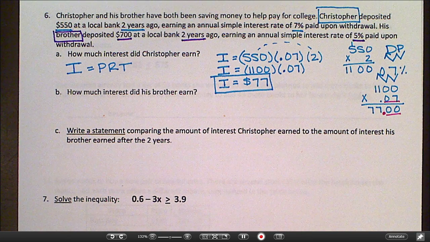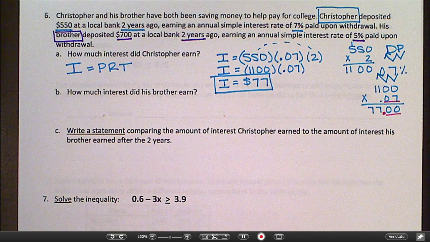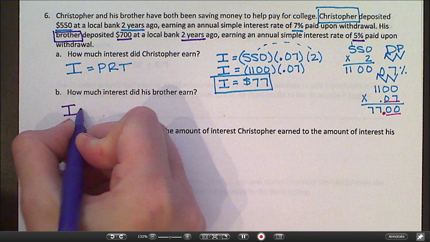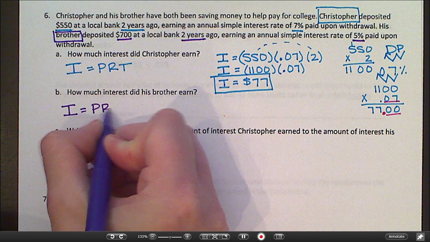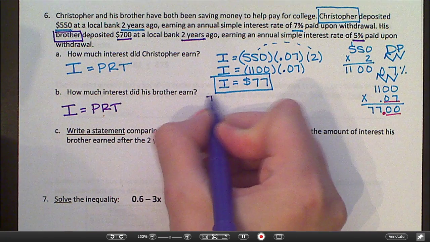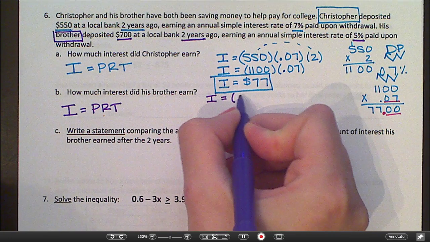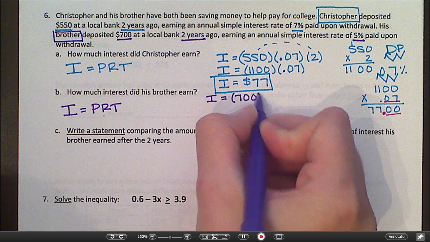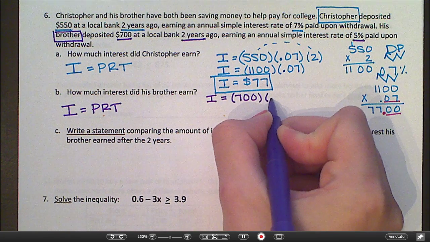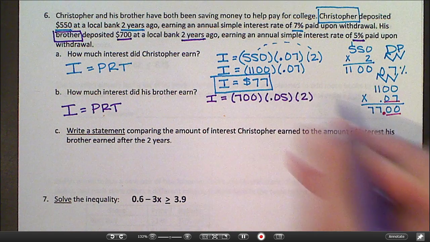So now let's do the same thing with Christopher's brother. Christopher's brother is going to use the same formula. Interest equals principal times rate times time. His principal, or beginning dollar amount, is $700. His rate is 5%, so 0.05. And his time is also 2 years.